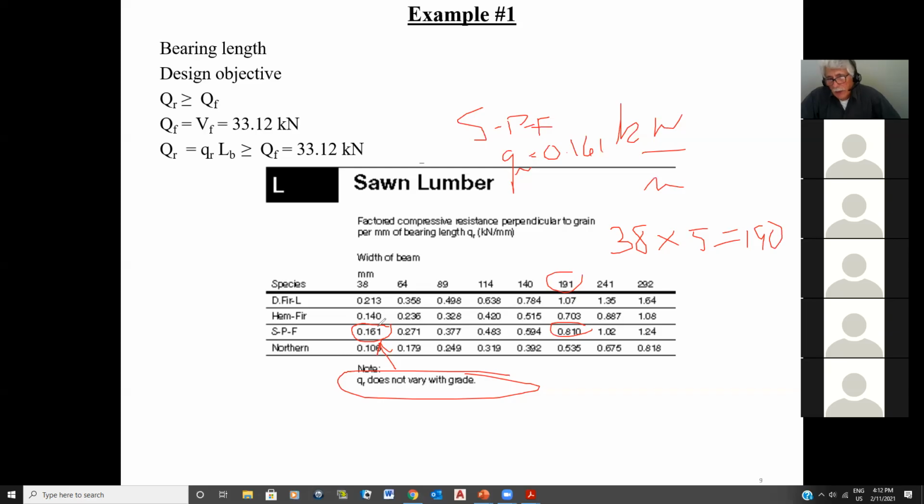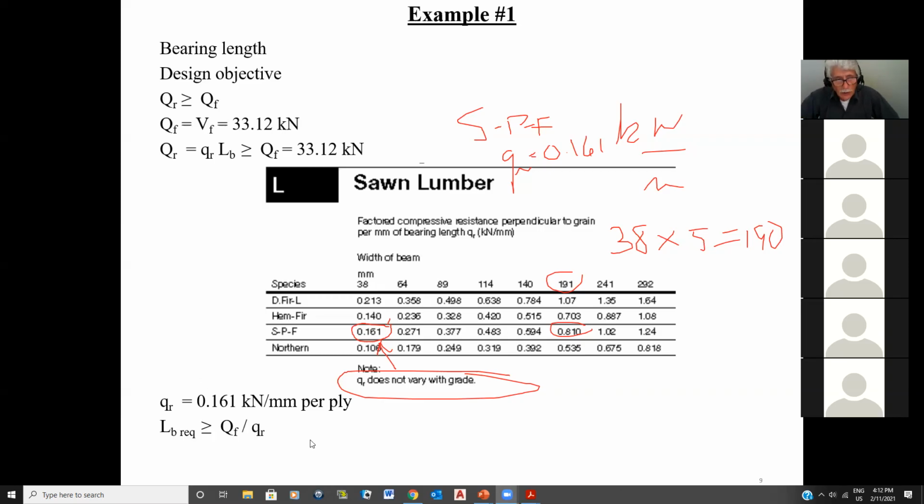0.805. Exactly. So what I like to do, and you guys can do the same thing, but if you would have taken this value here, they would have both been correct, because that's the width of the beam. So what I like to do is say the QR value is 0.161 kilonewtons per ply. In other words, for each 38 millimeter ply, that's the value I get.